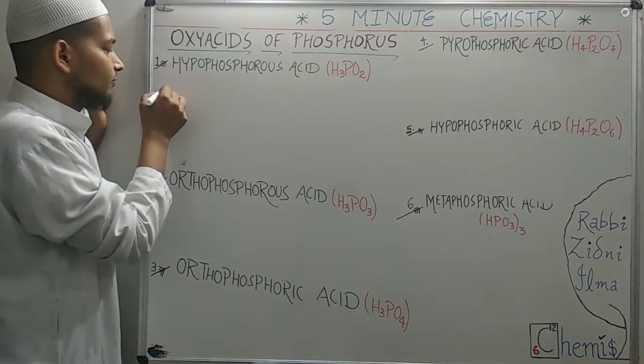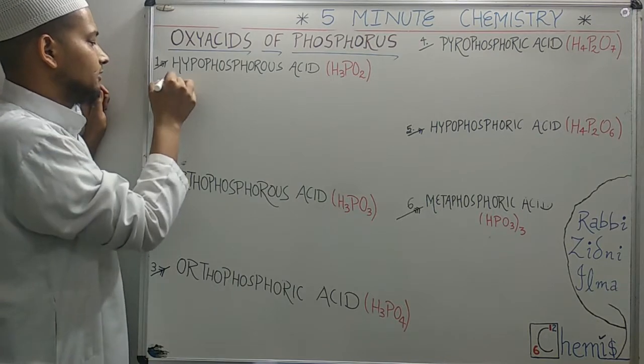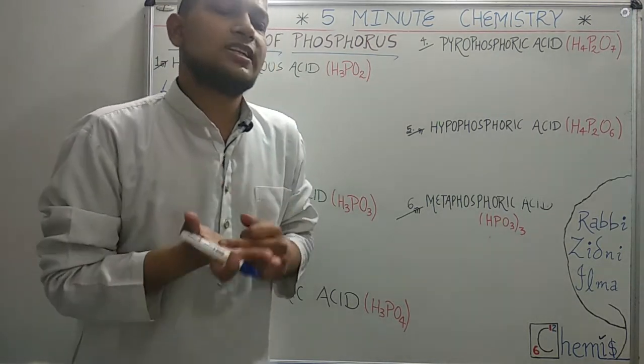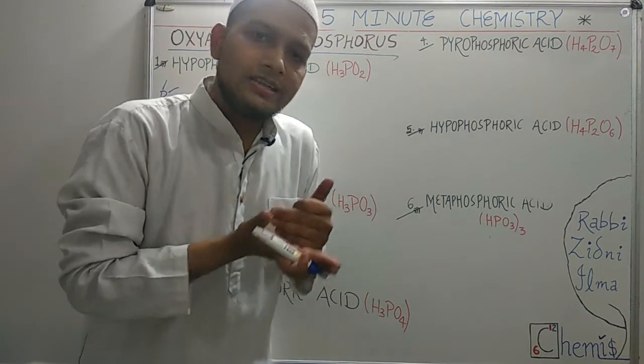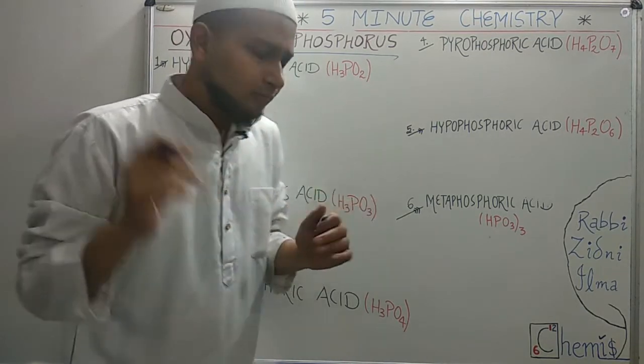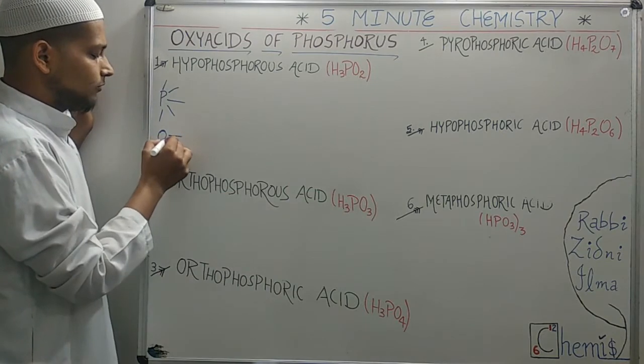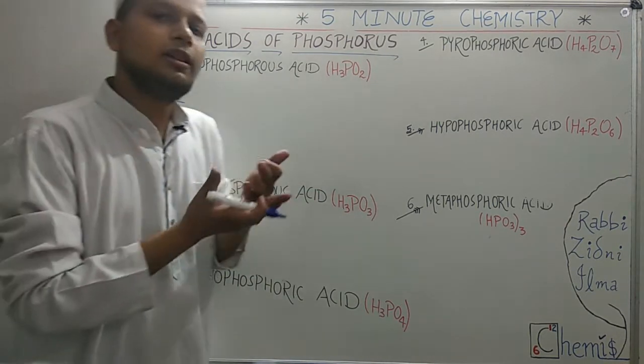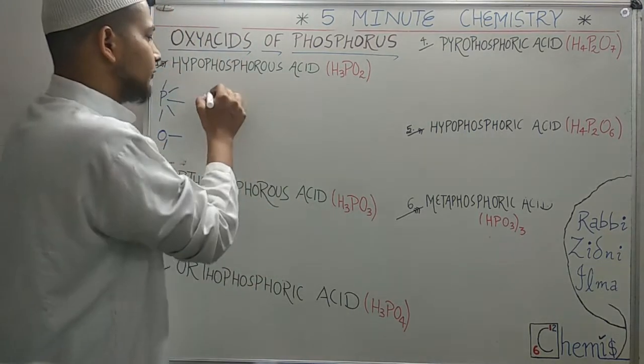The basic is what? Phosphorus is pentavalent. In all the oxyacids of phosphorus, phosphorus is pentavalent. However, it is also trivalent, but not here. Oxygen is divalent, it will form two bonds. Hydrogen forms a single bond. That is the basic bonding we will apply. Now, what is the trick?